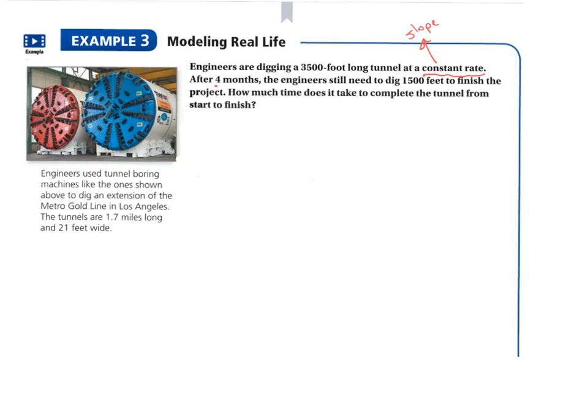After 4 months, 4 months is my time. The engineers still need to dig 1,500 feet. Okay, so this one's a little tricky. If I think about it, I basically have a distance of 3,500 and 1,500, and I have time.